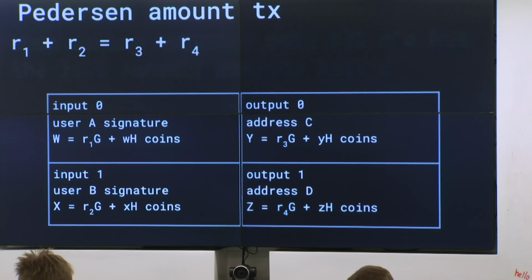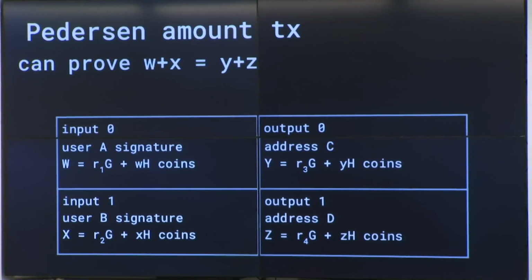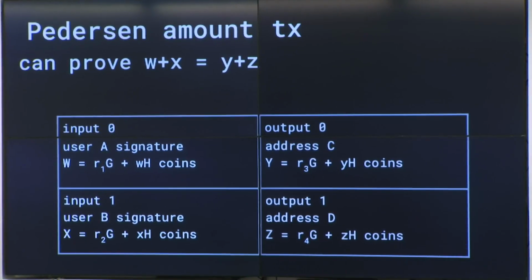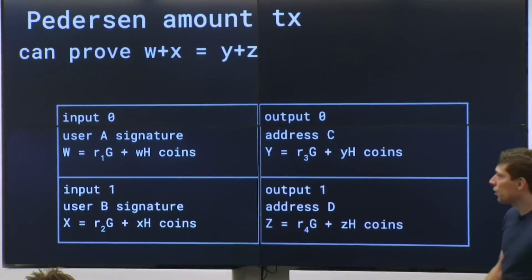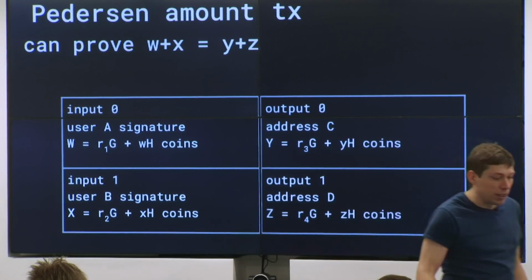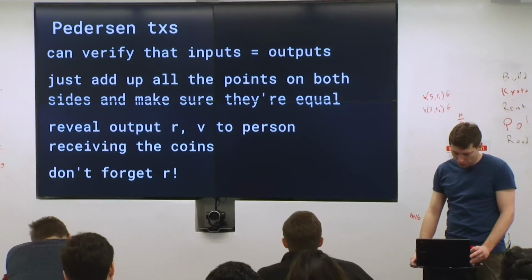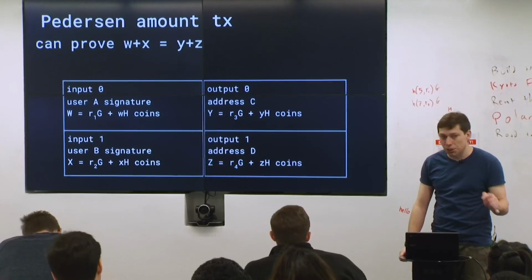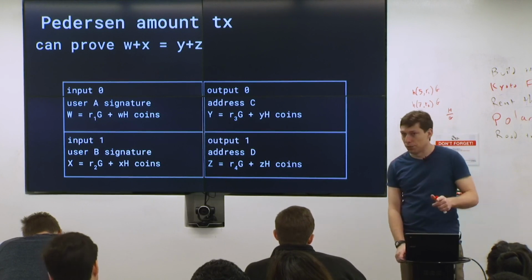Okay, so R1 plus R2 is R3 plus R4. You can prove W plus X equals Y plus Z. It works. It's great. Nodes only need the bigger transaction to know that the inputs are equal to the outputs, right? Yep. Nodes can just compute these numbers, and they're good. So one thing you could do here. Okay, wait. There's one thing that you could do to break it, but it's actually not a big deal. And then there's another thing you can do to break it, and it's a really big deal.